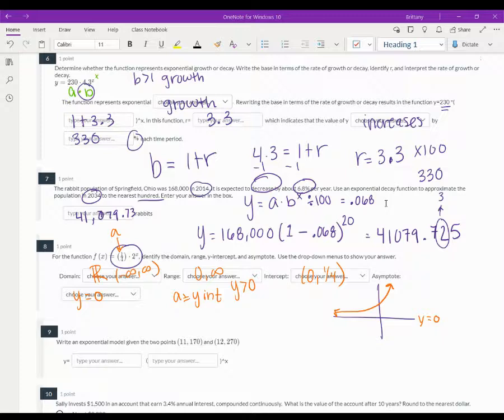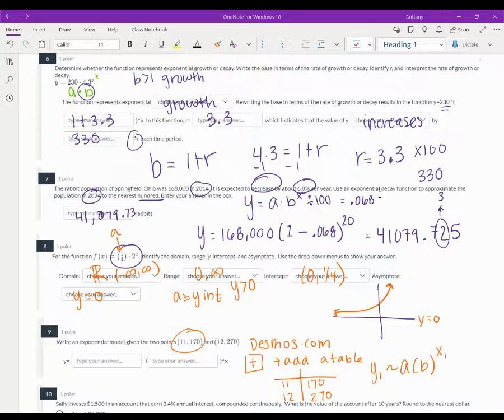Number 9 we have to do in Desmos, so I'm going to write down the buttons on here, that way they get screen recorded. So you're going to go to Desmos. You are going to hit the plus sign, and you're going to add a table. And in that table, you're going to put your coordinates, (11, 170) and (12, 270). And then we're going to type the equation y1 ~ a times b to the x1. So I'll do that in 1 second.